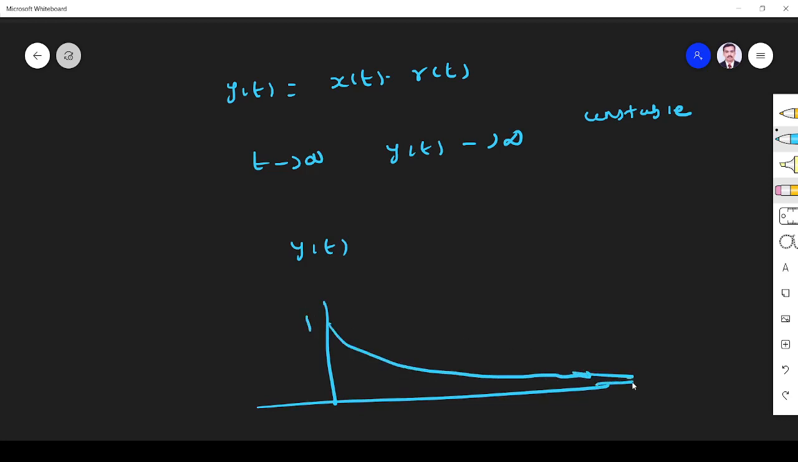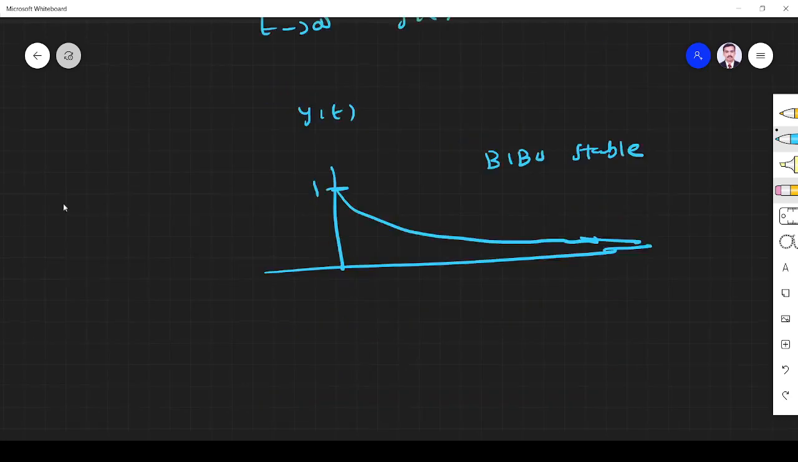Suppose they give y of t is equal to like this, here you see what is this? The amplitude is 1, right? So whatever be the time, the amplitude doesn't become infinity. So it is BIBO stable. So like that we can check whether a particular system is stable or unstable.